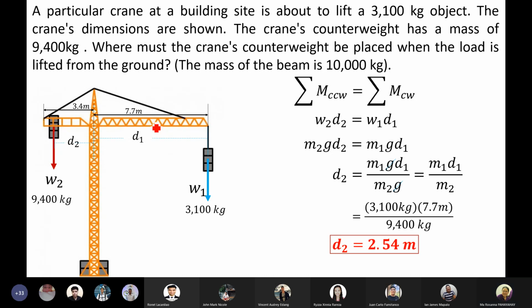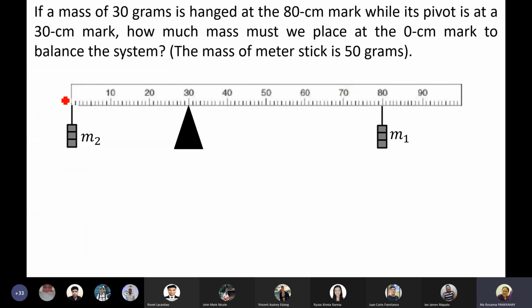So here, if we want to balance our meter stick, and it says the mass of the meter stick is 50 grams, how many forces do I have here? Three, ma'am. Okay, so I have 3 forces. We have the weight 1 due to mass 1, the weight 2 due to mass 2, and the weight of the meter stick. Even if you don't see it, you have to include the weight of the meter stick, which is always at the center of mass.